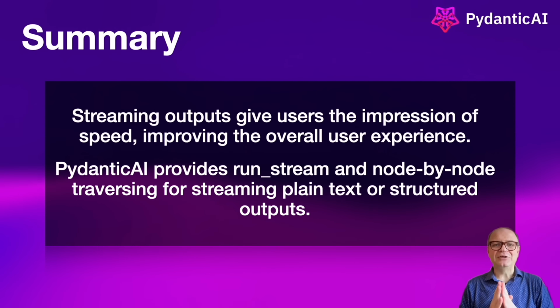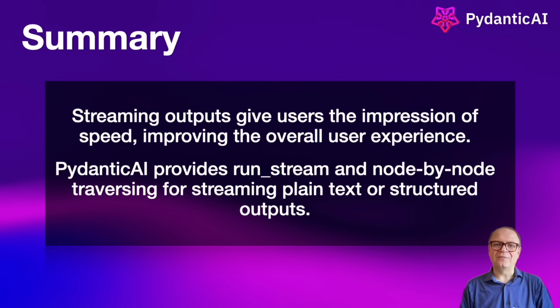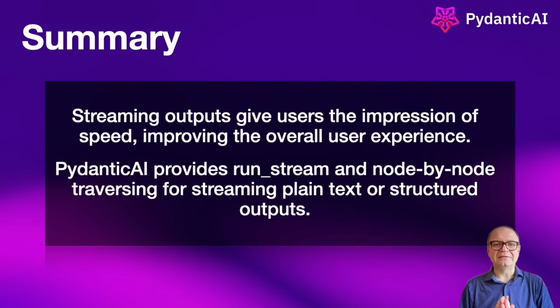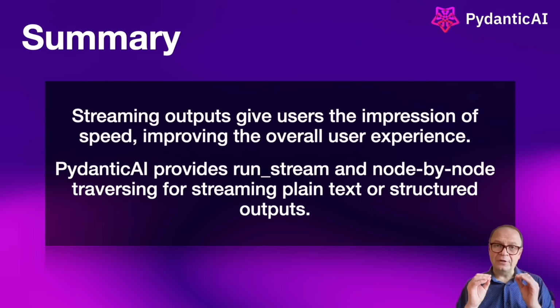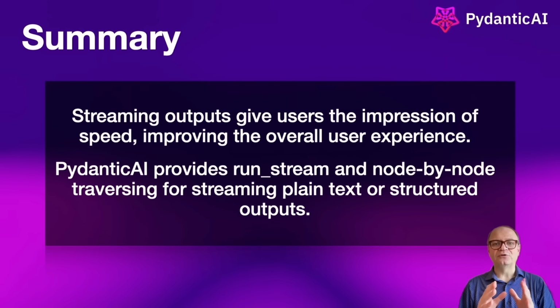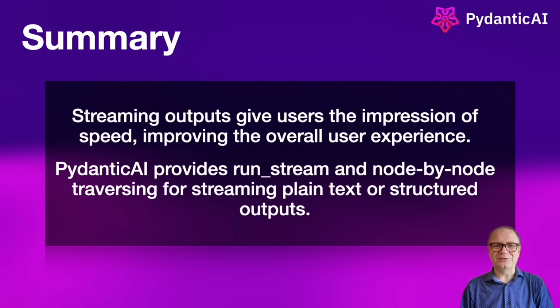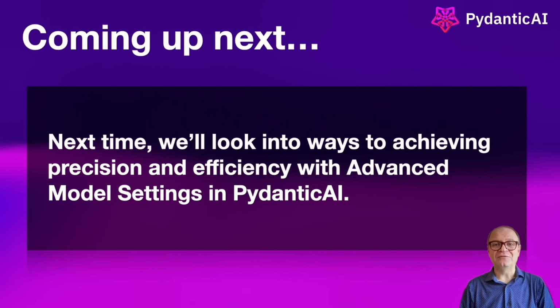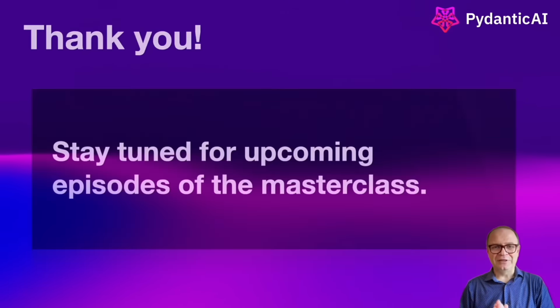Streaming outputs gives users the impression of speed, improving the overall user experience. And PydanticAI provides run_stream and node-by-node traversing, 2 separate methods for streaming plain text or, perhaps more importantly and uniquely, structured data outputs. Using these methods, your agents can supply outputs to the users faster, in a more structured way, and this will enhance the overall user experience of your AI apps. Next time, we'll look into ways how to achieve precision and efficiency with the advanced model settings in PydanticAI. But for today, this is a wrap.